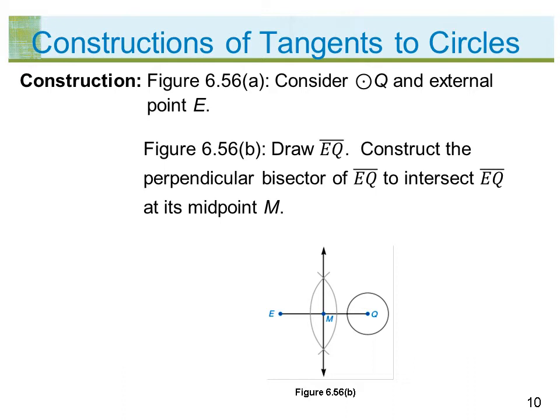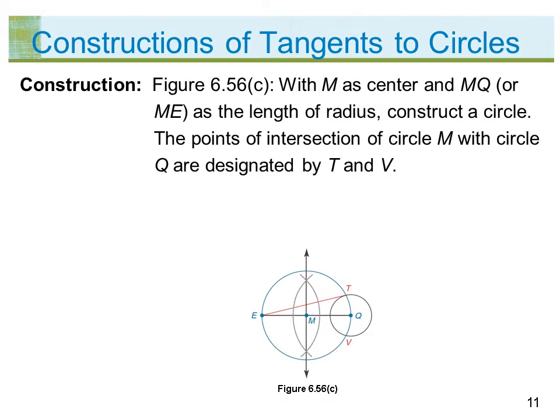Construct the perpendicular bisector of segment EQ to intersect segment EQ at its midpoint M. Construction. Figure 6.56c. With point M as center and length MQ, or length ME, as the length of radius, construct a circle. The points of intersection of circle M with circle Q are designated by point T and point V. Now draw segment ET, the desired tangent.